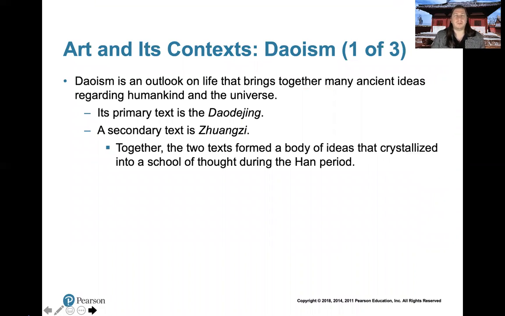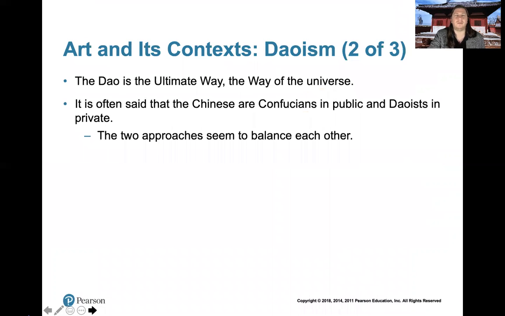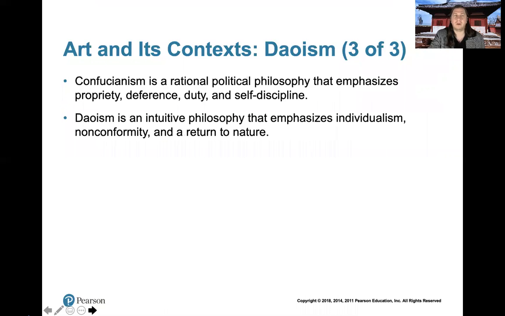So Taoism is one of the philosophies that emerges during this period. The primary text is the Tao Te Ching, and then a secondary text is the Zhuangzi. Most of you guys are probably familiar with the yin yang symbol that emerges from Taoism, but it emerges from the Han period. It's kind of like a contrast to the Confucian philosophy of public order and filial piety. The Tao is kind of like a way of connecting with nature.